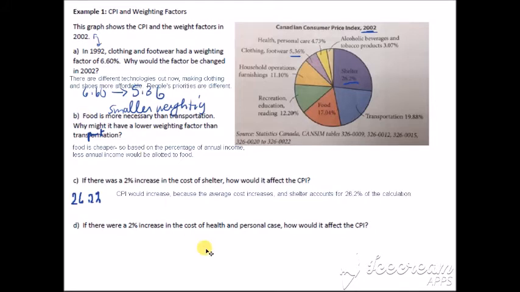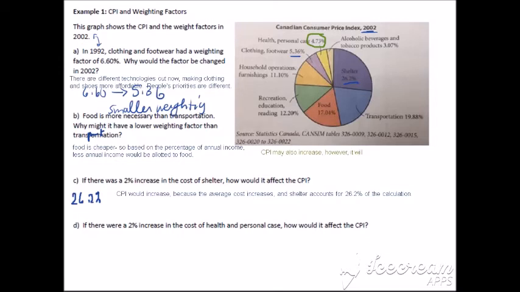So overall, if this is more than a quarter, more than 25% of the entire calculation, then if this goes up, all of CPI is going to go up. Okay, and if there's a 2% increase in the cost of health and personal care, how would that affect CPI? If we take a look at health and personal care, that's 4.73. So CPI may also increase.